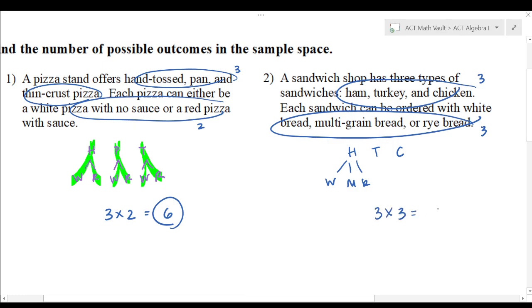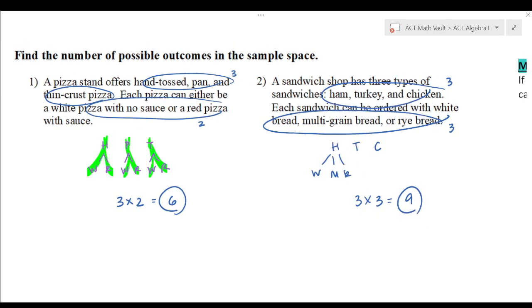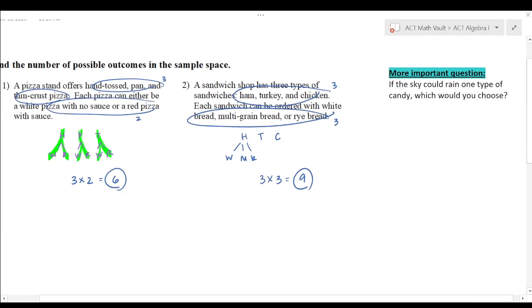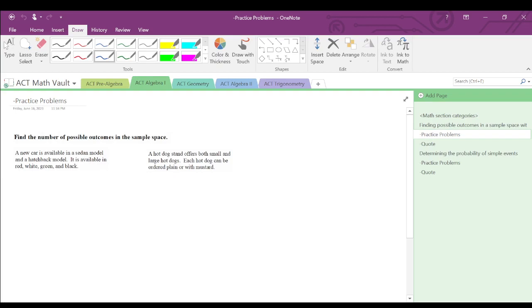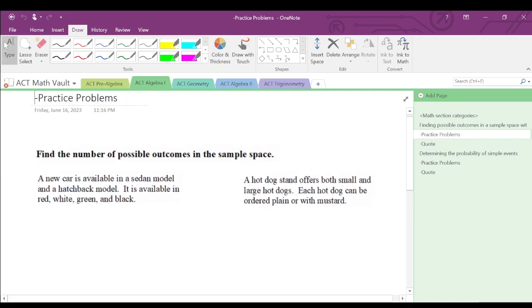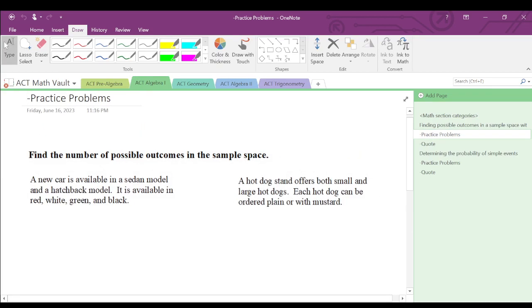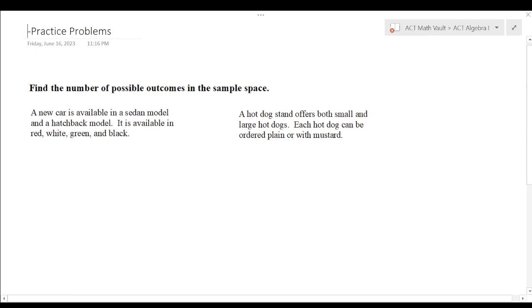And just as a follow-up, if you did have more to the sandwich, you would do 3 times 3 times 4 in that cheese situation, or you would just keep multiplying the options together. So that's the trick. You multiply them, and let's try a couple practice problems. These are regarding a car and a hot dog stand. So why don't you pause the video if you'd like to see the answers in a little while.